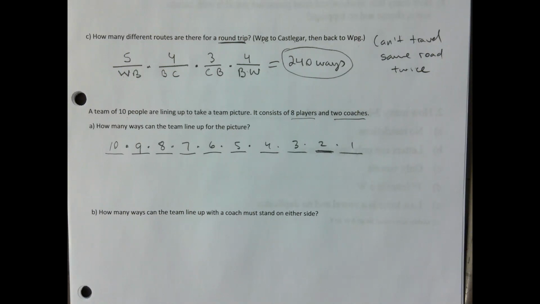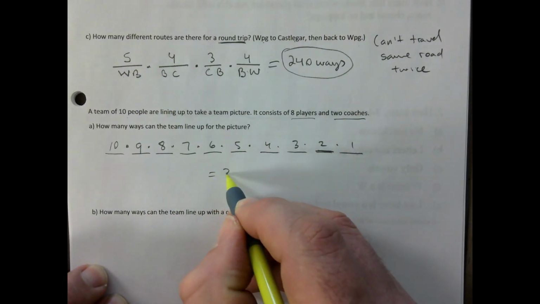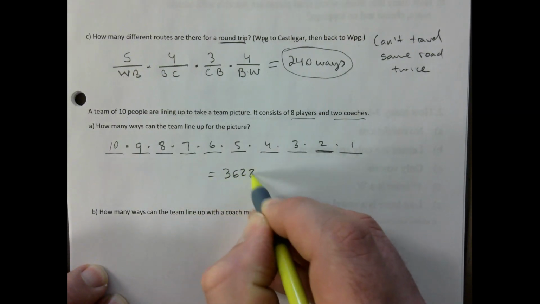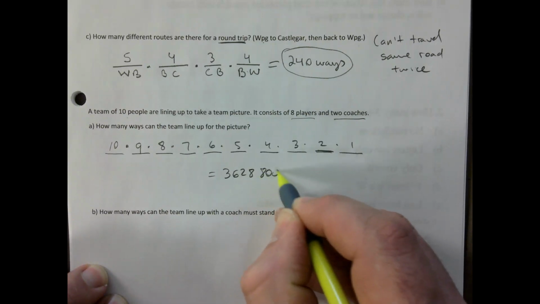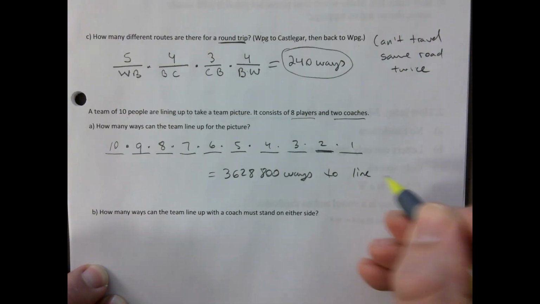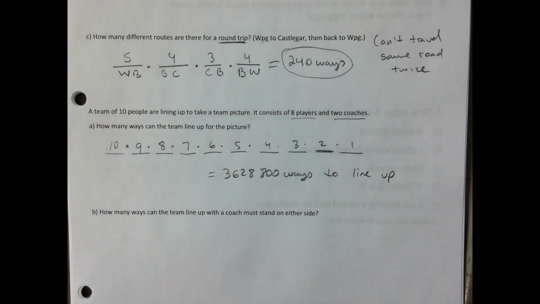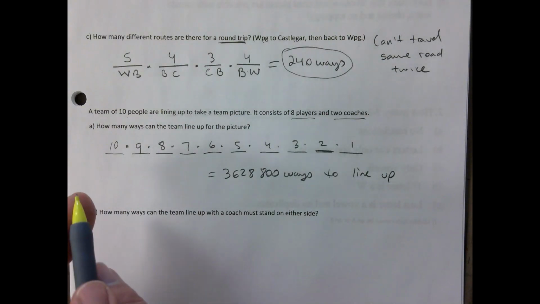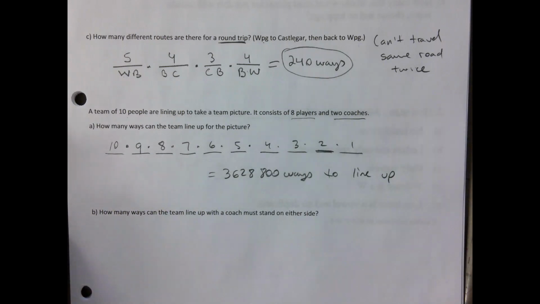You get 3,628,800 ways to line up. Okay, we count every picture as a different picture if you switch the people, right? They're all unique. Okay.